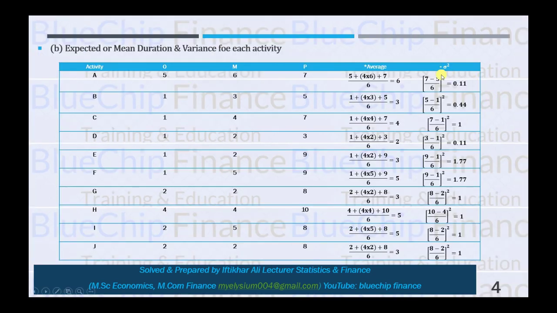So what is your pessimistic time? 7, and your optimistic time 5. So (7 minus 5) divided by 6, raised to power 2, equals 0.11, and (5 minus 1) divided by 6, raised to power 2, equals 0.44, and so on. So in this way you can calculate average and variance.